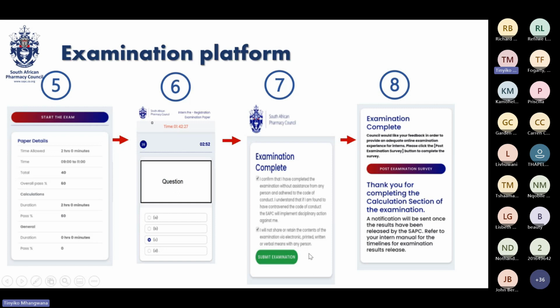When you are agreeing to these two declarations, then you submit. So without you agreeing, you will not be able to move to the last step. So now the examination will be complete. Then you can go to do the post-examination survey, wherein you're going to rate the exam.